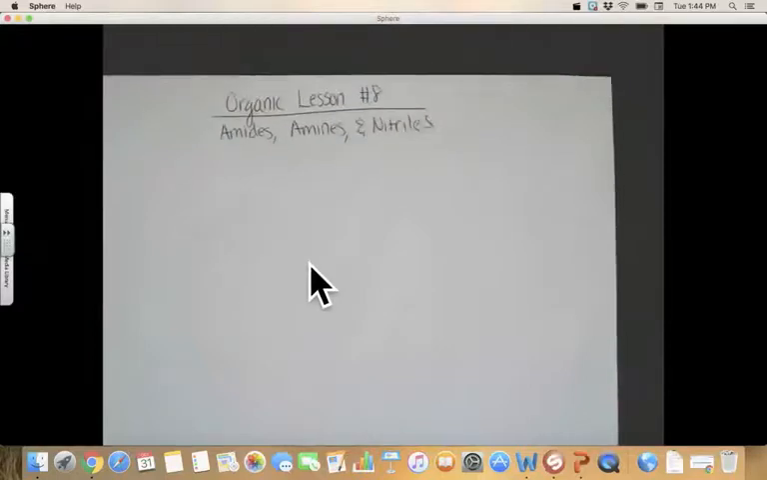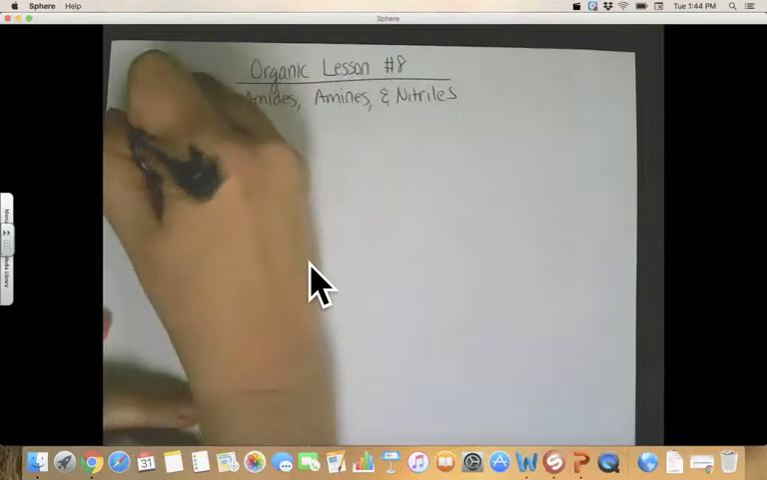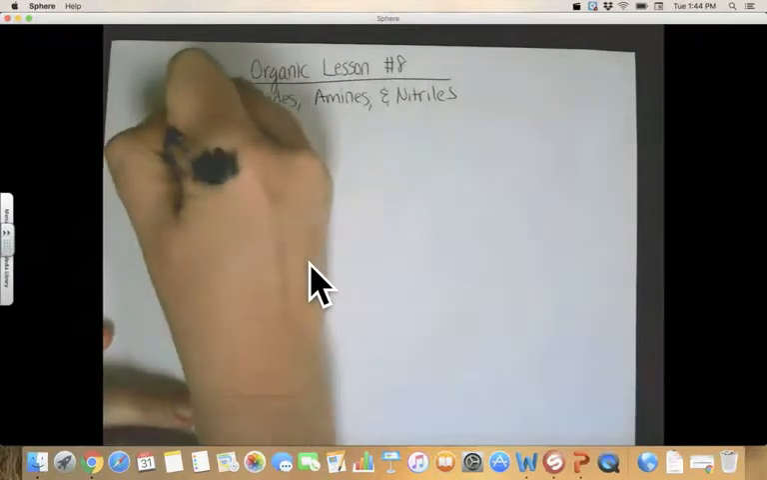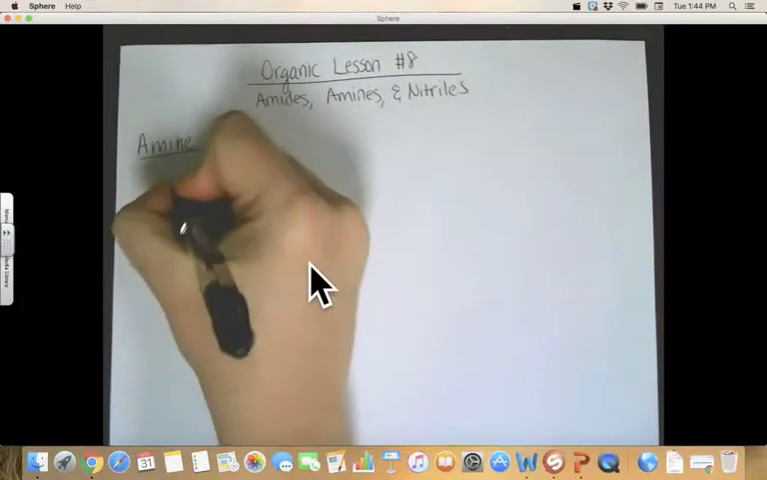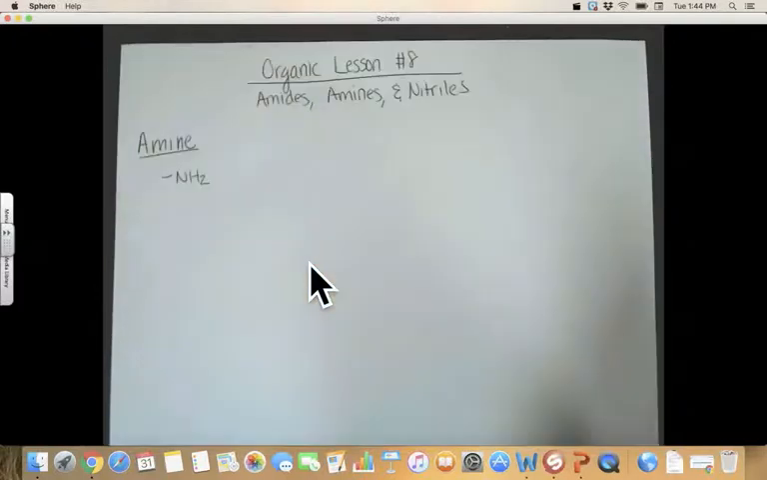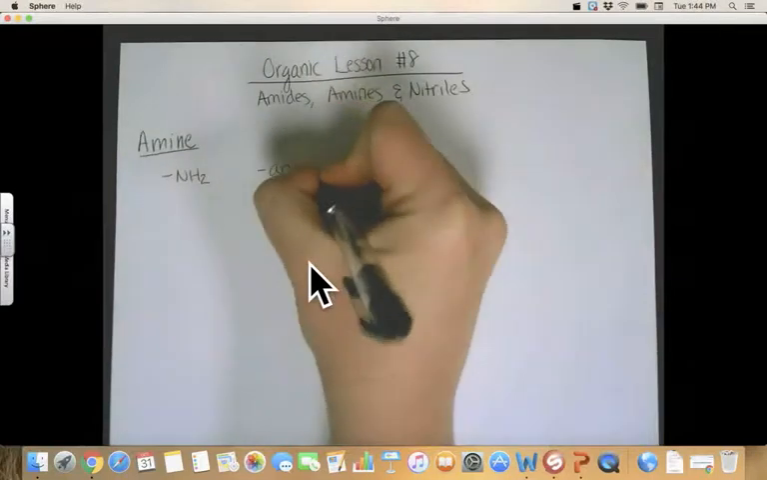Organic lesson number 8. We're going to talk about 3 groups: amides, amines, and nitriles. So our first one is the amine. This is the group NH2, and its suffix is -amine.